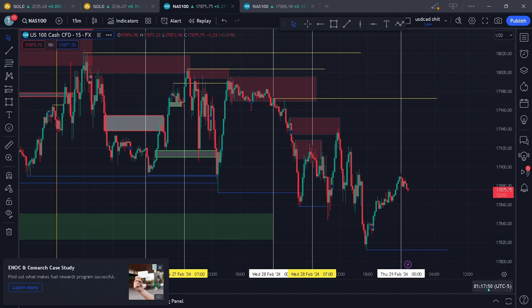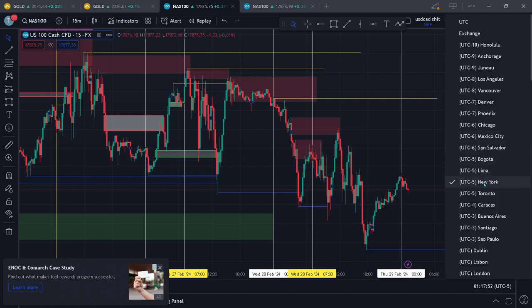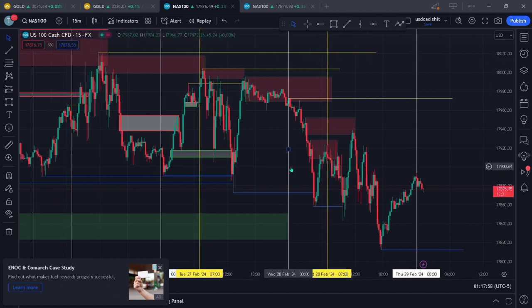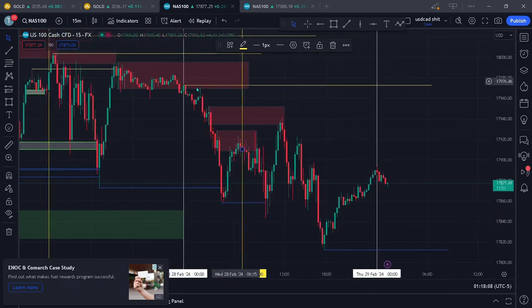First things first, make sure your chart is set to New York. Otherwise, all of the things that I show you will not make sense. Secondly, you want to highlight the beginning of the day's trading, and you also want to highlight 7 a.m. Once you've done that, everything on your left-hand side becomes your London session. Then you want to highlight your London session high and London session low.